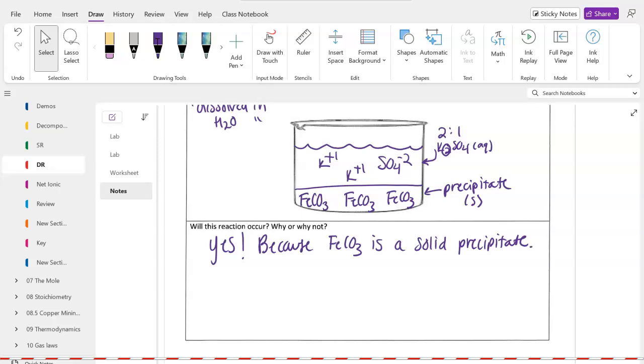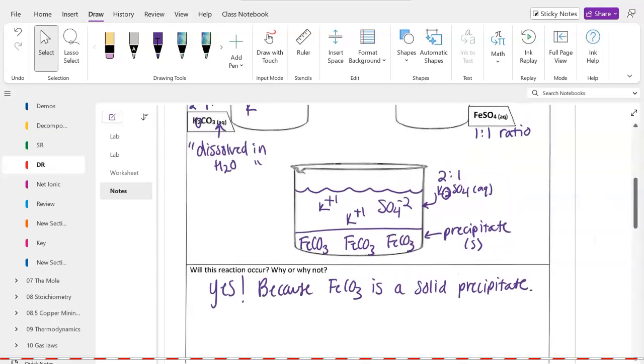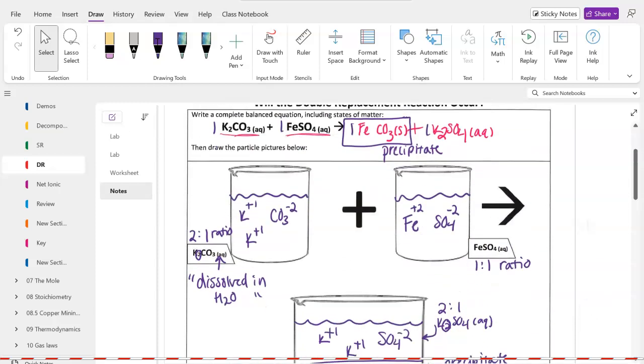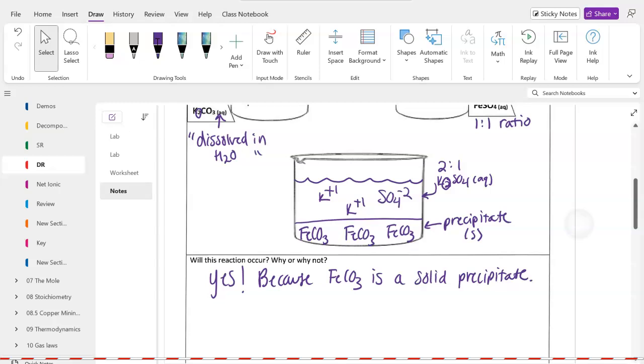Awesome. Our next video, we're going to look at what happens to our drawings and our pictures when a reaction does not occur. So join me on the next page for that example.